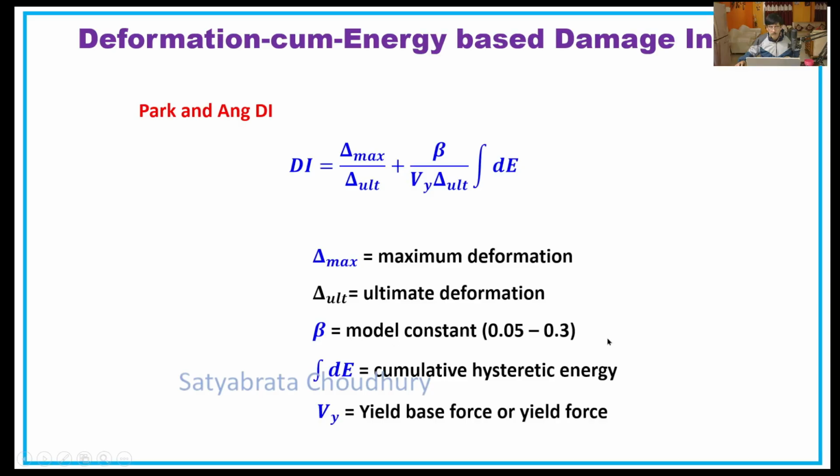Beta is the model constant, integration dE is the cumulative hysteretic energy obtained in the time history analysis, and Vy is equal to the yield base shear or yield base force or yield moment. So see here, from the hysteretic loop of the time history analysis you get this delta maximum deformation. Whichever loop is the largest loop will give the largest deformation. And delta ultimate you get from the pushover analysis at the breakage point, at the collapse point.